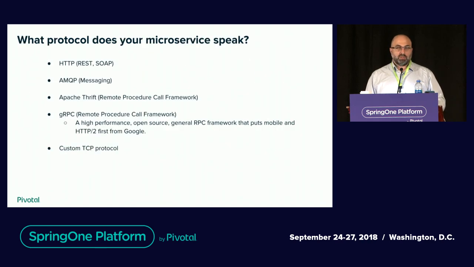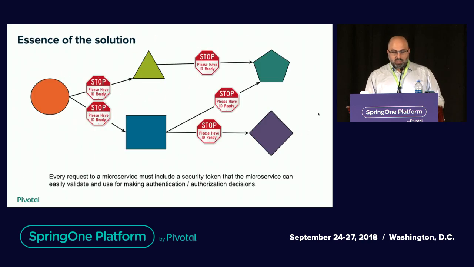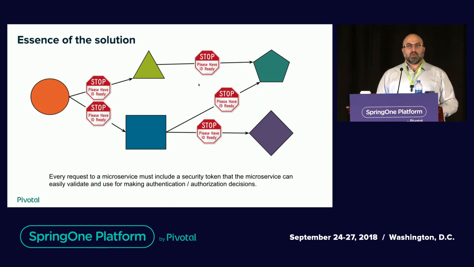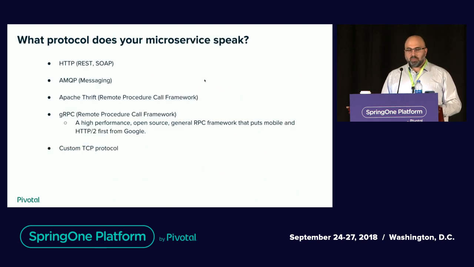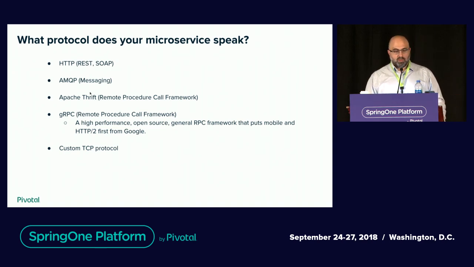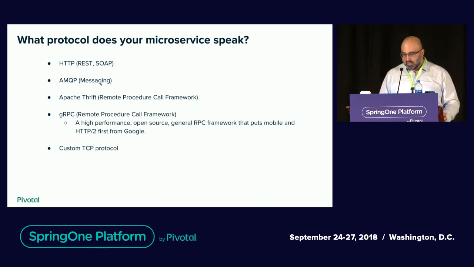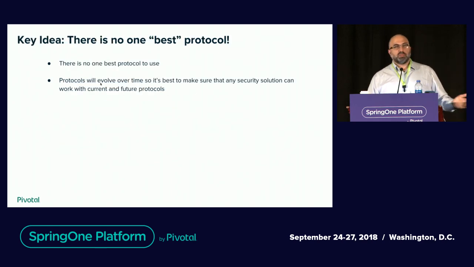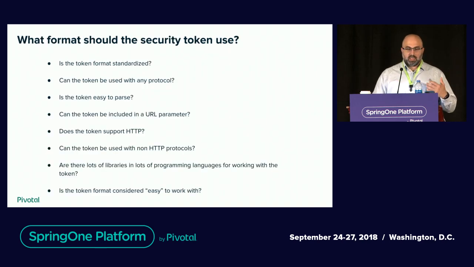You wouldn't be surprised to know that when your microservices talk to each other, they are using some sort of communication protocol. For a lot of people, we implicitly assume that it's HTTP, but it could actually be AMQP, or Apache Thrift, or gRPC, or some custom TCP protocol or something that hasn't yet been invented. So a key idea here is there's no best protocol for how microservices talk to each other. Protocols will evolve over time, so it's good to have a security solution that can work with what's there today and what's there tomorrow. And that leads us to the question of what format the security token should be.